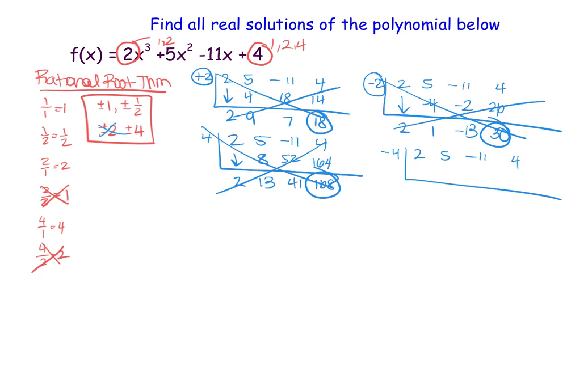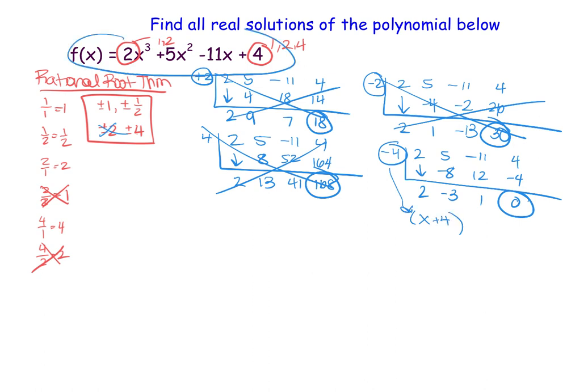So now we have 2, 5, negative 11, and 4. So negative 4, we bring down the 2, we multiply it by negative 4, which is negative 8, add down, that's negative 3, multiply it by negative 4, that's a positive 12, add down, multiply it by negative 4, and finally we found one with a remainder of 0. So I know that negative 4 is a root for my function, and if I were to put this into the equation as a factor, it would be listed as the opposite of negative 4, which is going to become x plus 4.